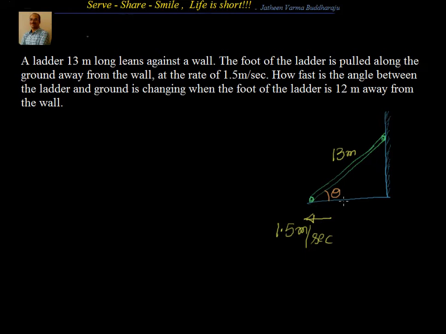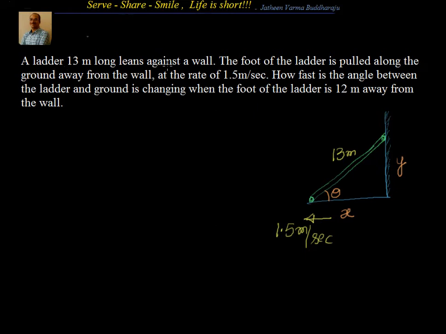We are talking about the angle between the ladder and the ground changing when the foot of the ladder is 12 meter away from the wall. Let us say this distance is x and this is y, and the angle which the ladder makes with the positive direction of x-axis is theta. So let us read the problem again and see what we have to find out.